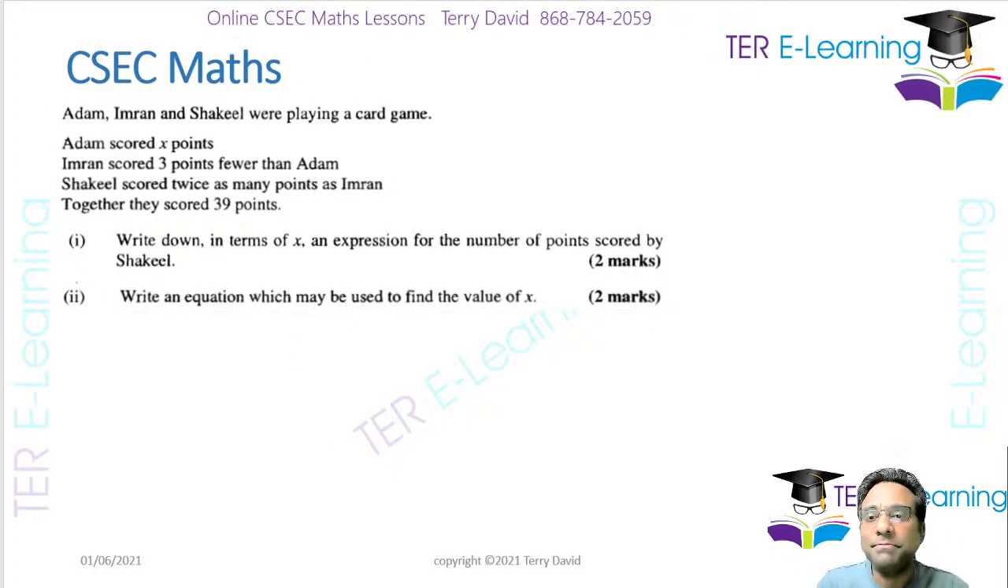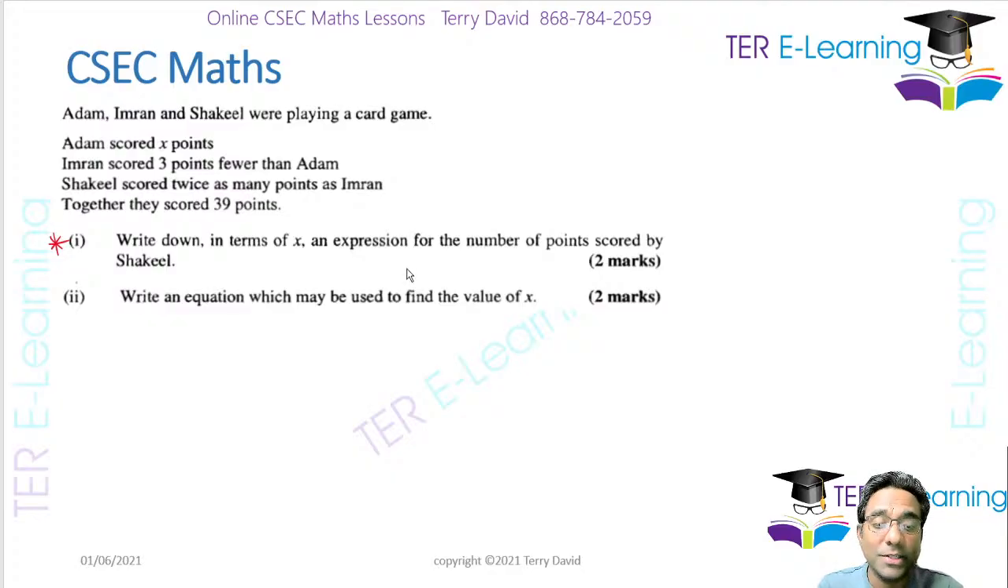So we have Adam, Imran, and Shakil. They're playing a card game. So Adam scored X points, alright? Imran scored 3 points fewer than Adam, and Shakil scored twice as many points as Imran, and together they scored 39 points. So write down in terms of X an expression for the number of points scored by Shakil.